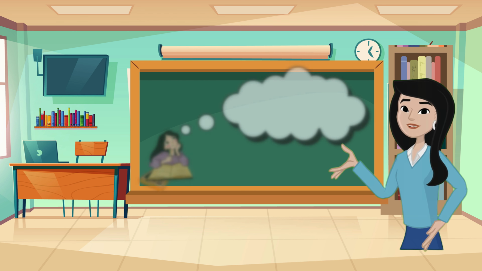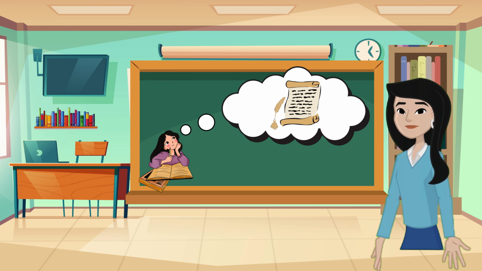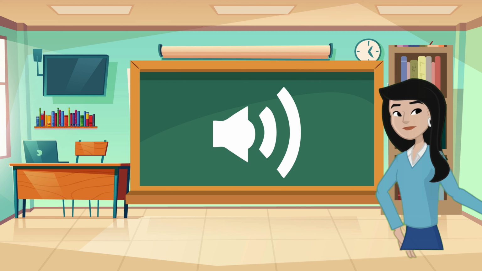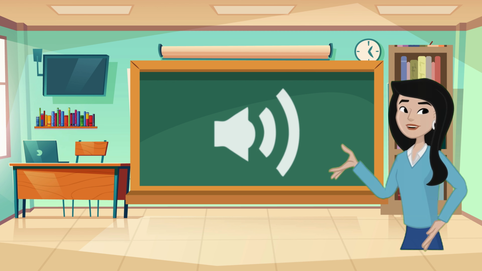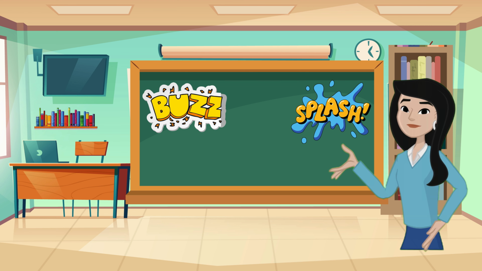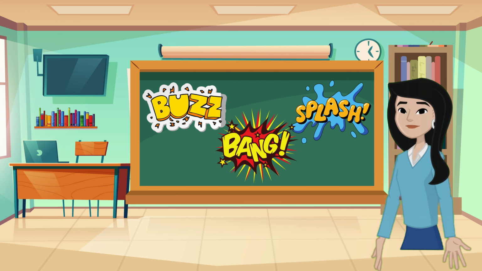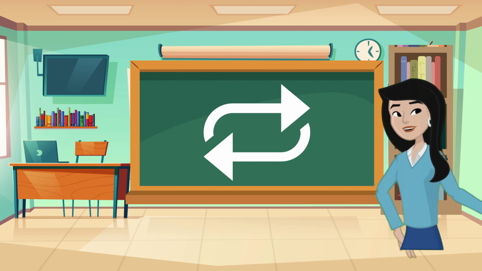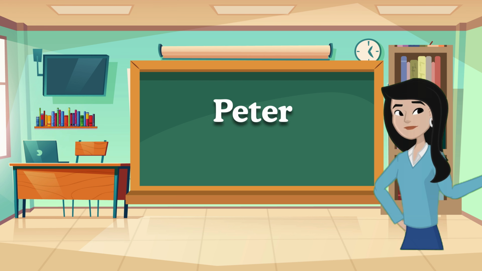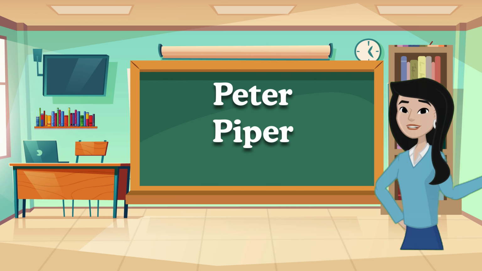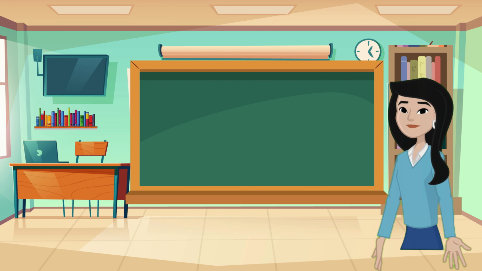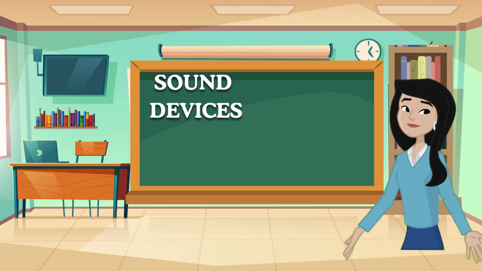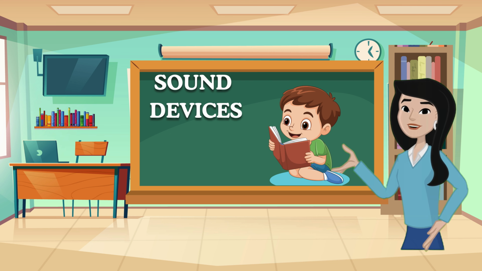Now, let's think of a poem. Have you heard words that sound like real noises such as buzz, splosh, and bang? Or words that repeat the same beginning letter like Peter, Piper, and Pick? These are called sound devices, and they make poems fun to read.